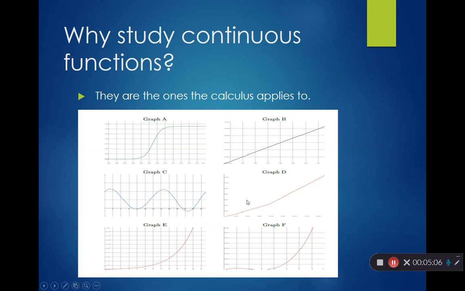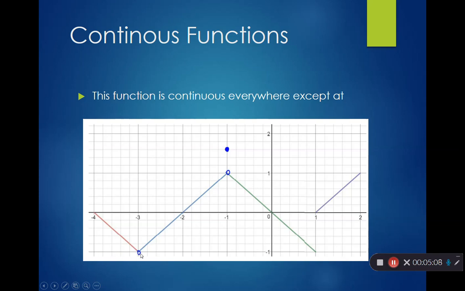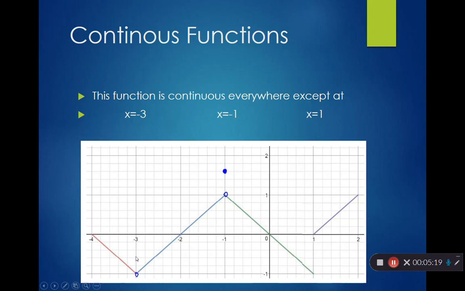So all of these are continuous. This function is not continuous, but you can guess where the 3 points are where it's not continuous. It's continuous everywhere except for here, here, and here. And that's because we have a hole at x equals -3, we have a hole with a jump at x equals -1, and we have a jump at x equals 1. Okay? So since this function is continuous everywhere except for those 3 points, we can still apply calculus to this function on this interval, on this interval, on that interval, and on that interval.